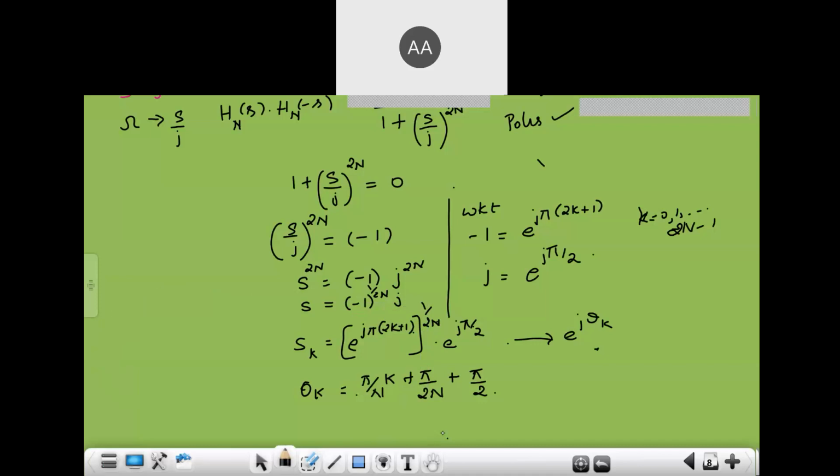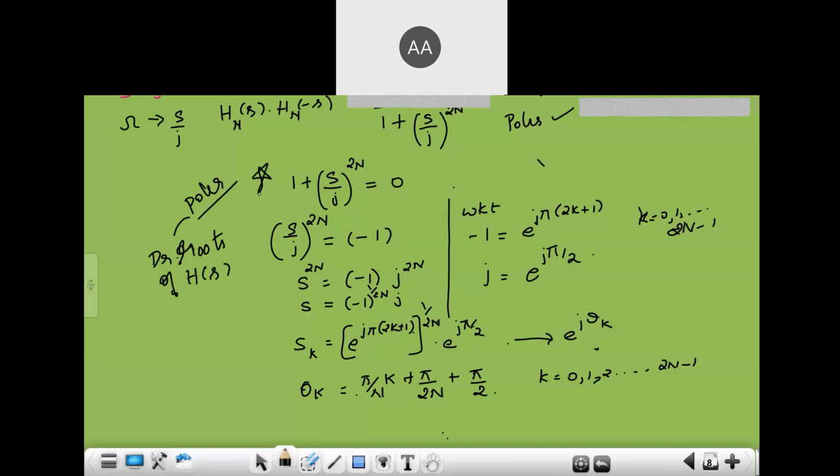Now what to do? Why have I written this? Here k varies from 0, 1, 2 until 2n minus 1. So this is the expression that you need to remember for your theta, and you're going to find the poles of the equation. I have equated this to 0 to find the poles, that means the denominator roots of H of s. This is what I'm actually trying to find out here.